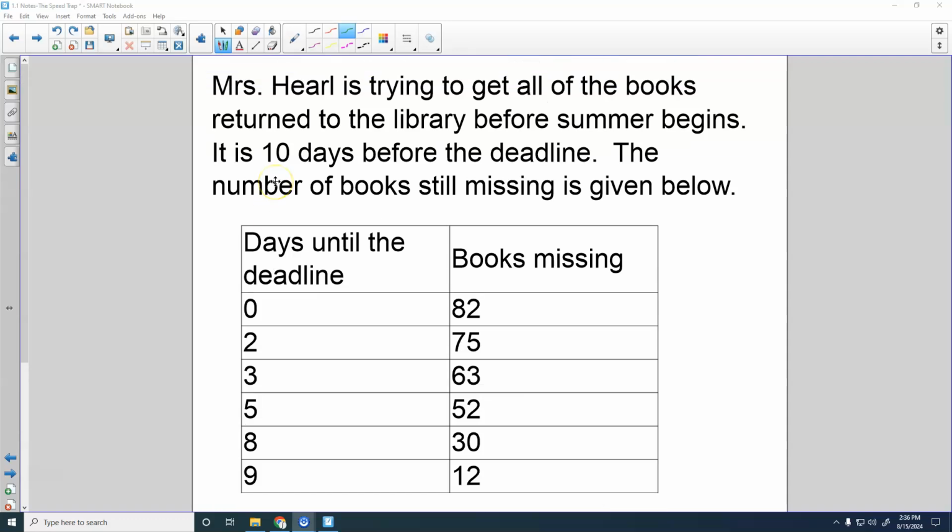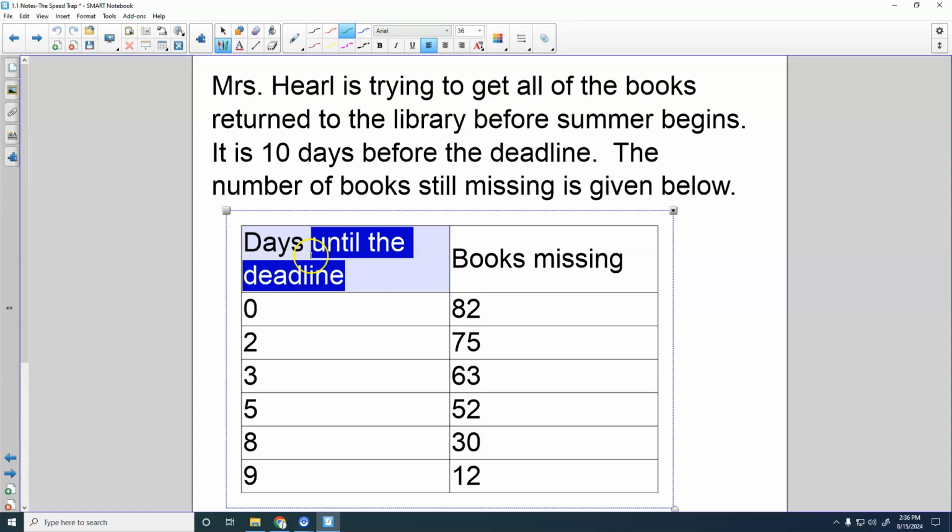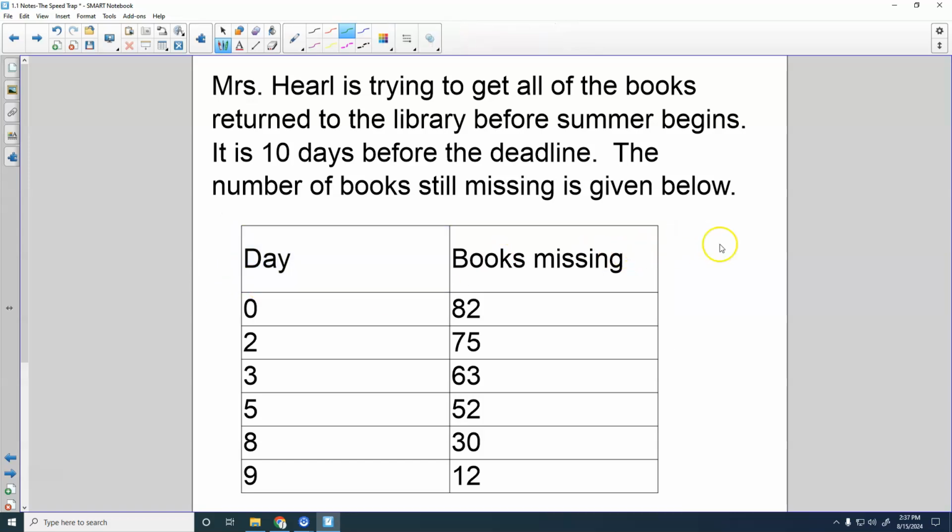Hold on. Let me read what I've written here. I don't think it makes sense, does it? Trying to get all the books returned to the library before summer begins. It is 10 days before the deadline. The number of books still missing is given below. They should go the other way, shouldn't they? Let's just change this. Let's just make this say, like, day. So on day 0, that's going to be 10 days. And then day 2 is after 2 days of collecting books, and 3 and 4. So we'll keep the numbers the same. Let's just change our heading so that it makes more sense.